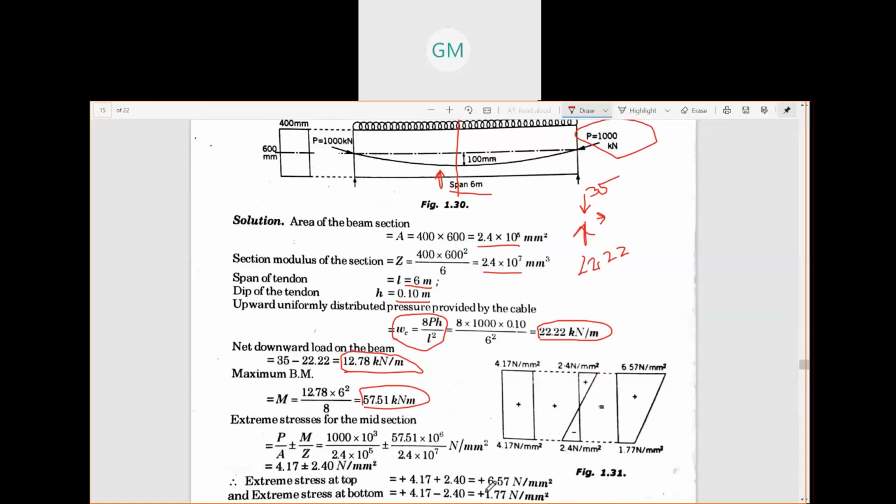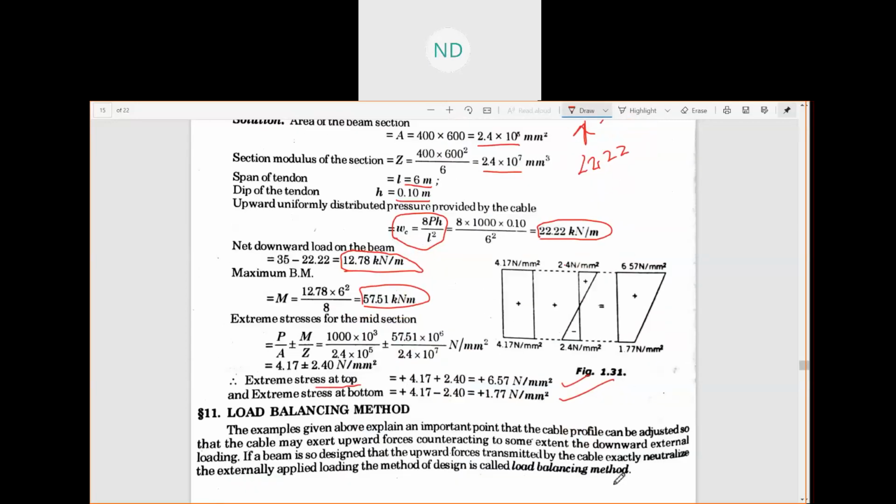You can see here, your extreme top fiber stress is 6.57 and the bottom is 1.77 Newton per mm square. Now we'll talk about the load balancing method. Actually, all the things which we were doing in the previous classes are nothing but the load balancing method.